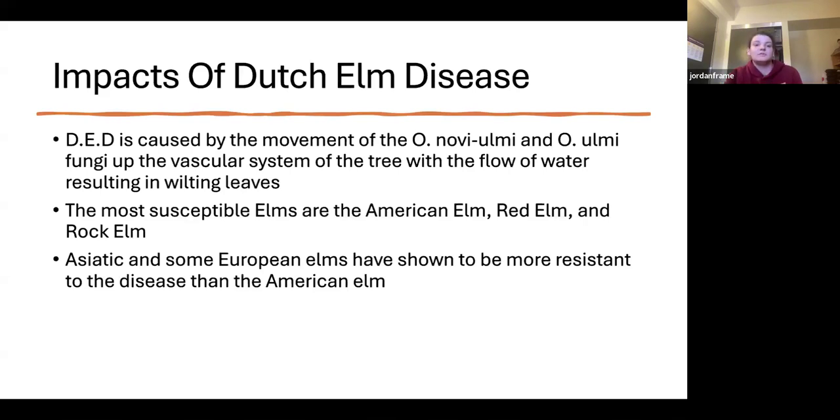The impact of Dutch elm disease. It's caused by the movement of the Ophiostoma novo-ulmi and Ophiostoma ulmi fungi up the vascular system of the tree, along with the flow of water, which results in the wilting of leaves. The most susceptible elms are the American elm, red elm, and rock elm, and the Asian and European elms have shown to be more resistant because they have lived with this fungi and disease a lot longer and have been able to develop more resistance.